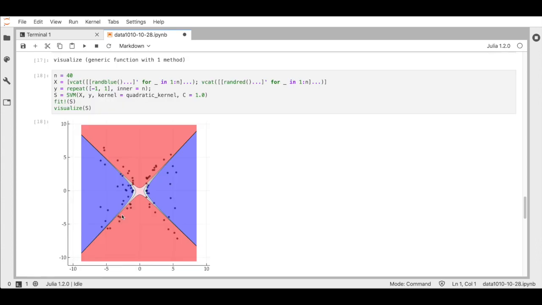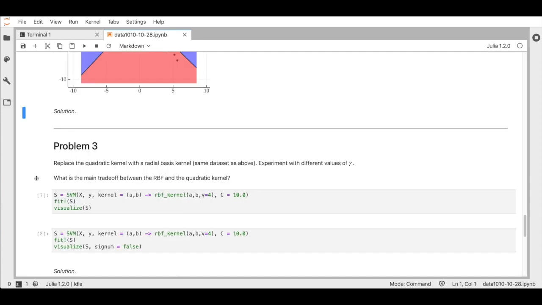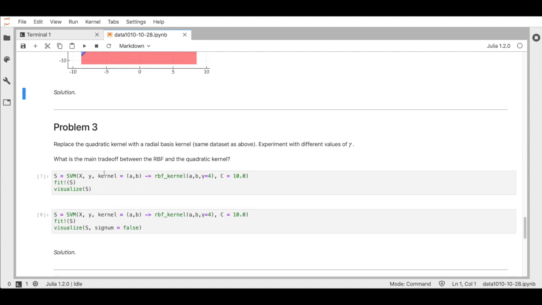The resulting fit here is very nice. It found the decision boundary that we found, but it did so without having to invoke some special algebra knowledge. Problem 3 asks us to look at the radial basis kernel on the same data set.